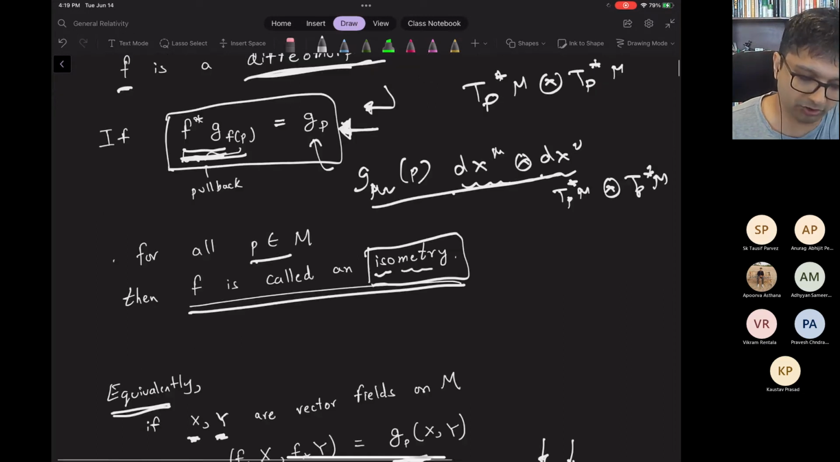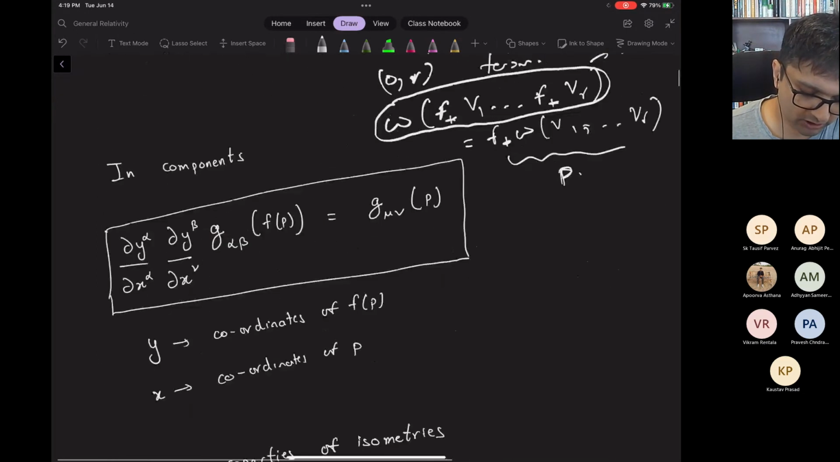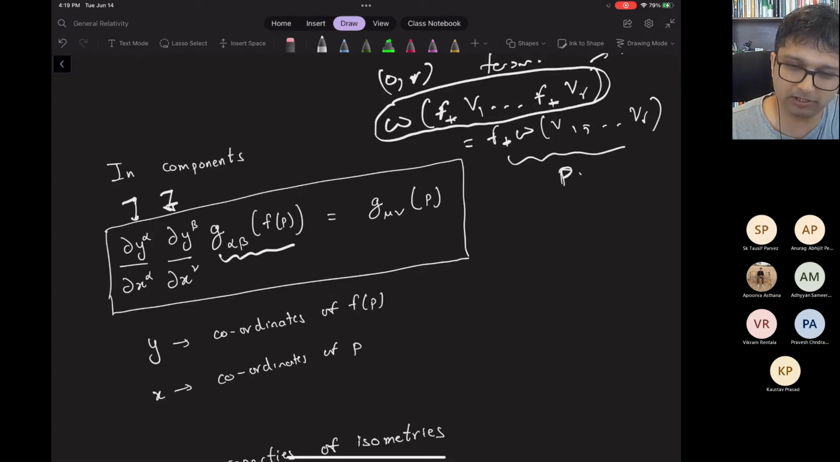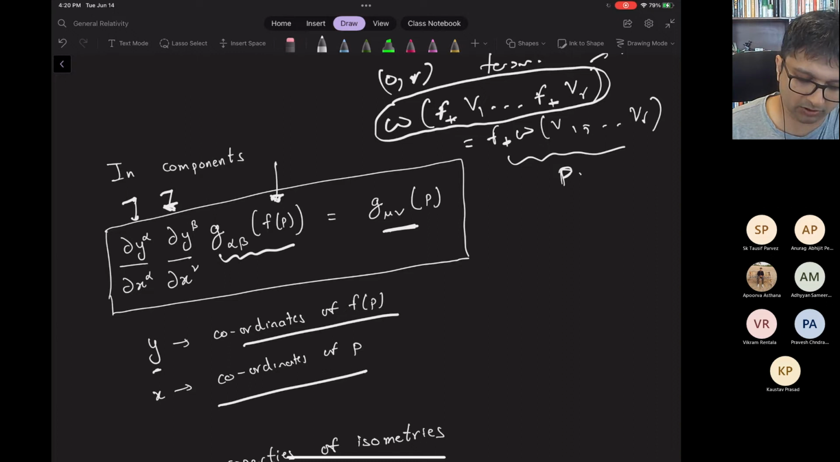This is what I have on the right side, and on the left side we have the pullback of G. The pullback of G is G alpha beta, and if you recall what we had done previously, we have these Jacobians, which allow us to define the pullback. So it's partial y alpha over partial x mu, partial y beta over partial x nu, G alpha beta at f of p, equal to G mu nu at p. Here y are the coordinates of f of p, x are the coordinates of p.